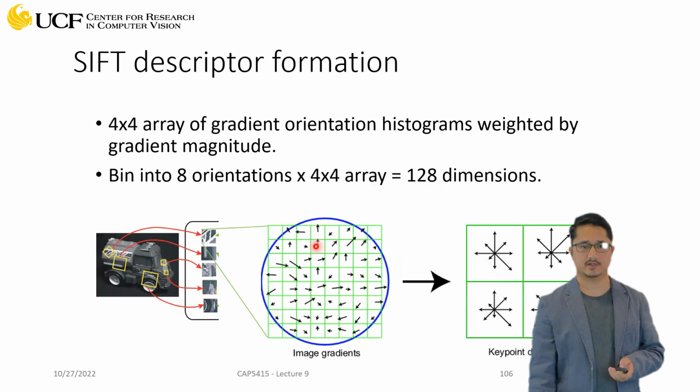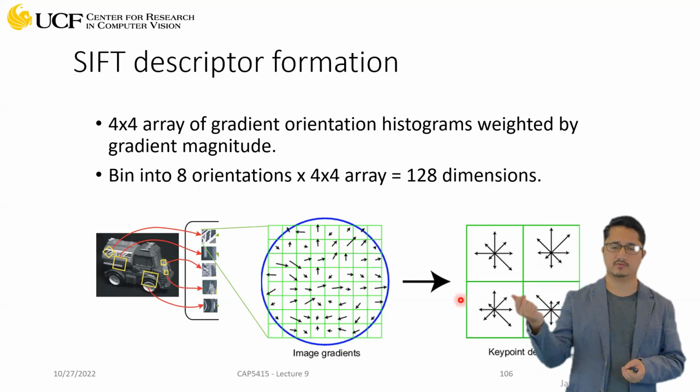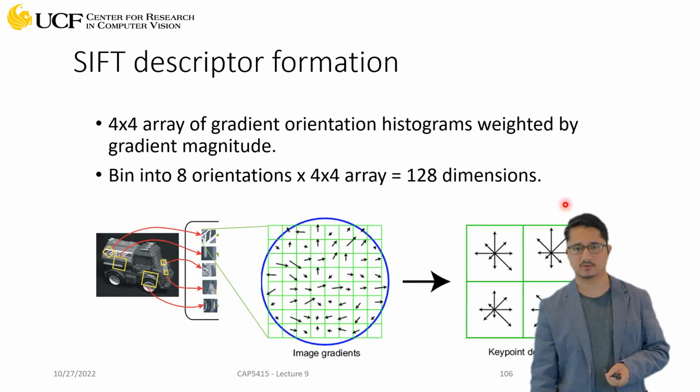Okay. So if you divide that into 4 cross 4, each cell is 4 cross 4, you will have 4 different cells. And for each cell, you will have an 8-dimensional histogram. And again, you just concatenate those like you were doing for the HOG feature. That is going to give you a 128-dimensional feature vector.